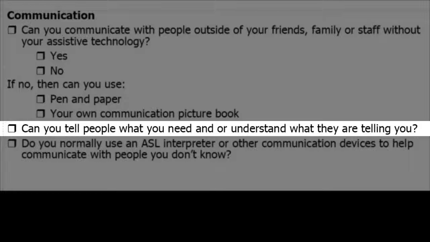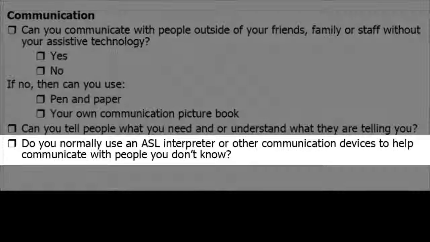Can you tell people what you need and or understand what they're telling you? Do you normally use an ASL interpreter or a communication device to help communicate with people you don't know?